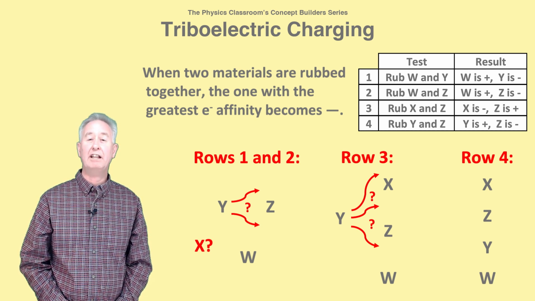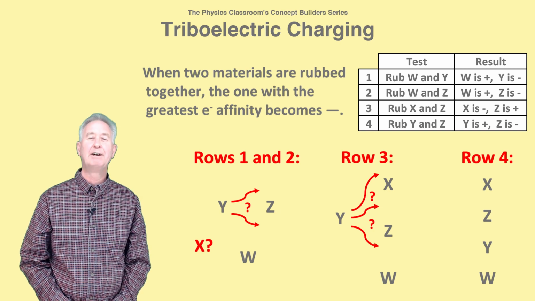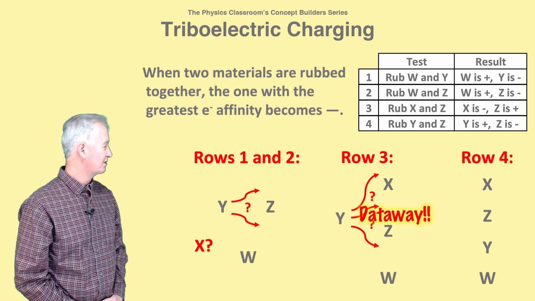So we can now finalize our rankings of electron affinity from greatest to least as X, Z, Y, and W.